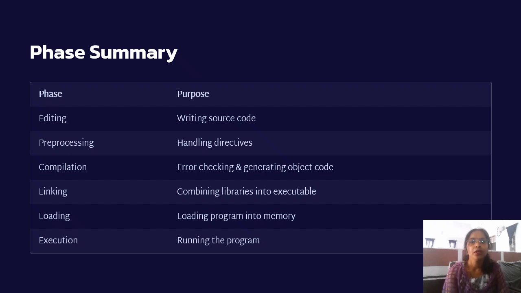So let me quickly revise all the phases in one shot. Editing is used for writing source code. Pre-processing handles the directives. Compilation is used for error checking and generating the object code. Linking combines the libraries into the executable. Loading loads the program, and execution executes the program, that is, it executes the .exe program.